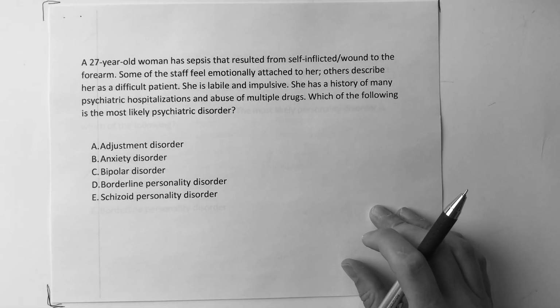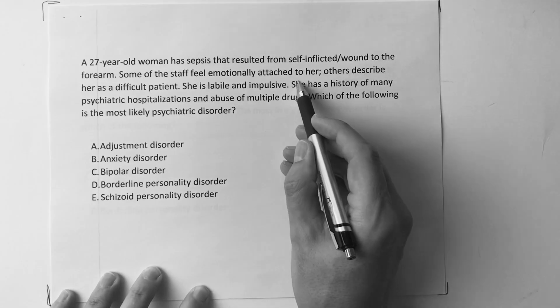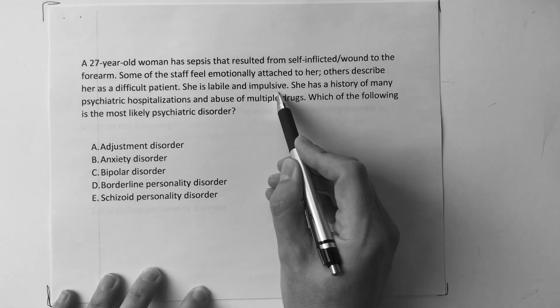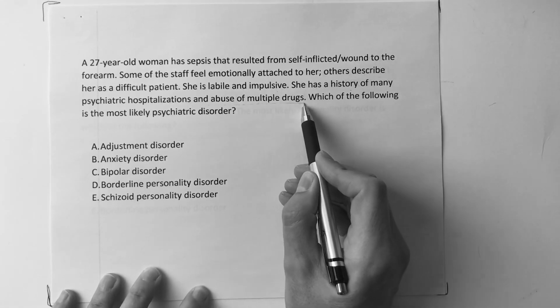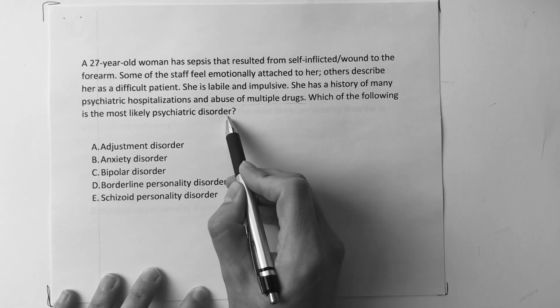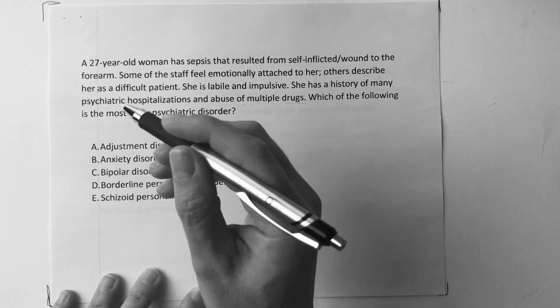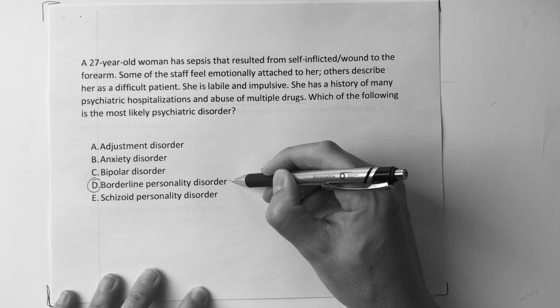This one says, a 27-year-old woman has sepsis that resulted from self-inflicted wound to the forearm. Some of the staff feel emotionally attached to her. Others describe her as a difficult patient. She is labile and impulsive. She has a history of many psychiatric hospitalizations and abuse of multiple drugs, which the following is most likely psychiatric disorder. Again, she's splitting, right? Some people are all good, all bad. You better be jumping all over borderline personality disorder on this, okay?